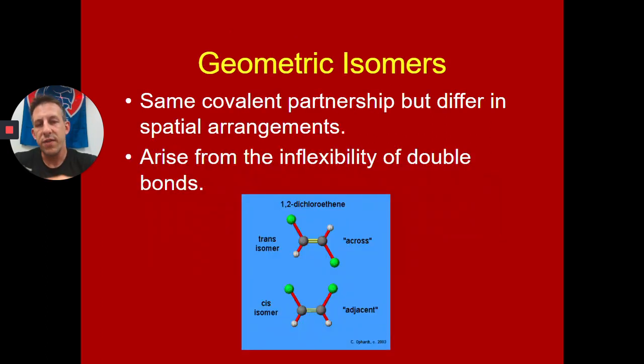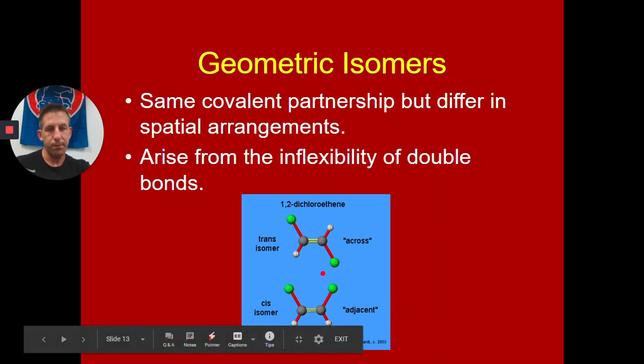The ones that are a little more difficult to understand and conceptualize are geometric isomers and also the enantiomers, the stereoisomers. So let's get geometric isomers out of the way. They have the same covalent partnership but differ in spatial arrangement. If you ever have to identify a geometric isomer, you are going to look for a double bond in the molecule. And that's exactly what we see here in this example. We see a double bond right here between the two carbons, and a double bond here between the two carbons.